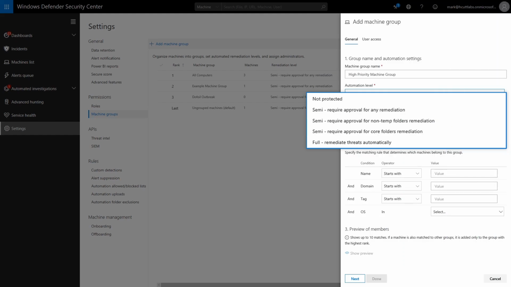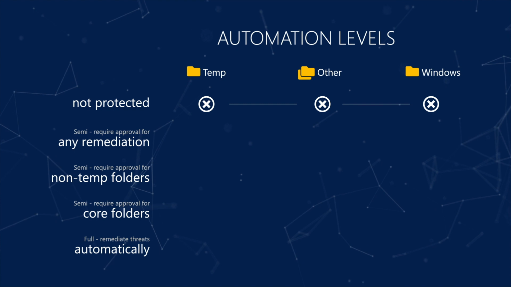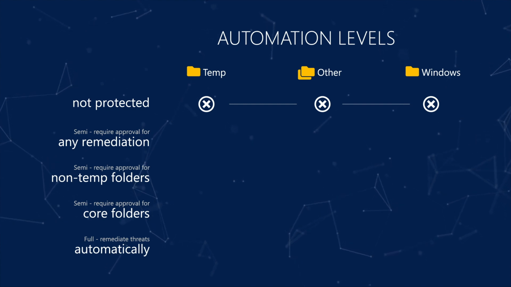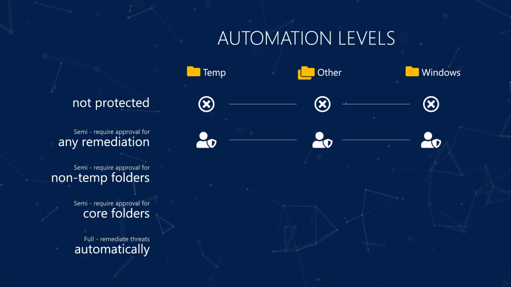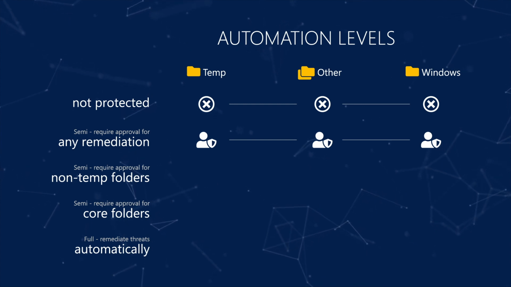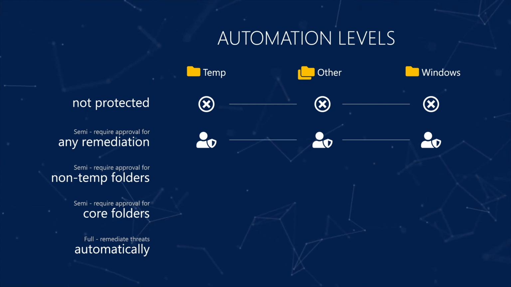You define automation levels in machine groups, and in this machine group, you see the automation levels available. Not protected disables automated investigations on this machine group. We don't recommend this automation level. As the name implies, Semi require approval for any remediation requires approvals for all remediations. Nonetheless, investigations still happen automatically.